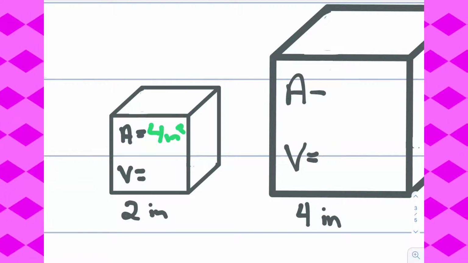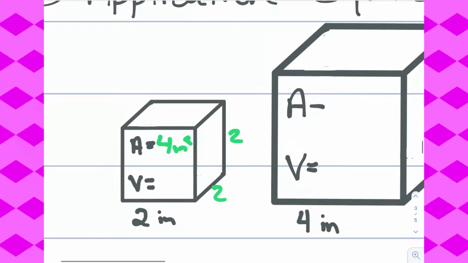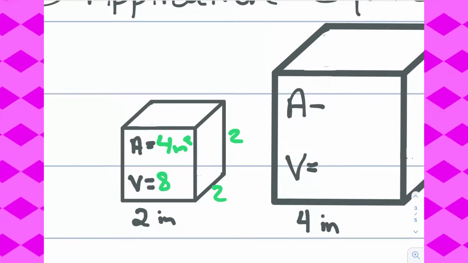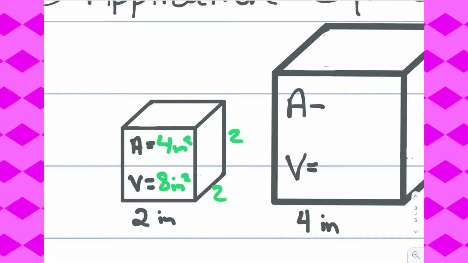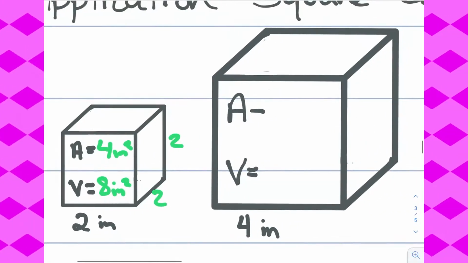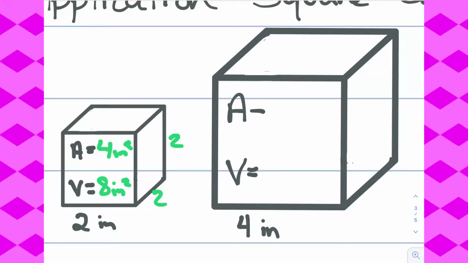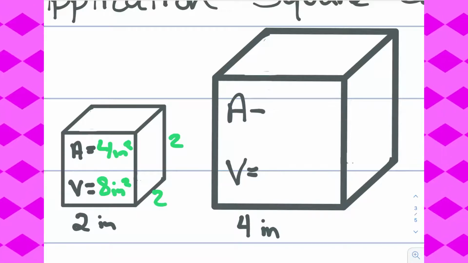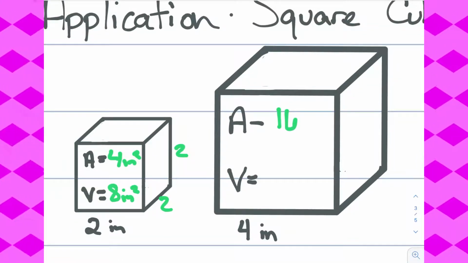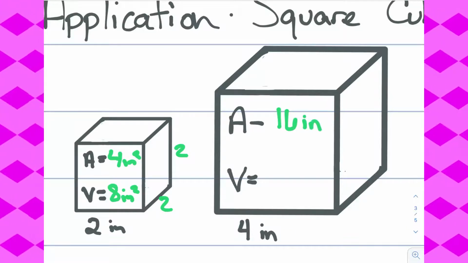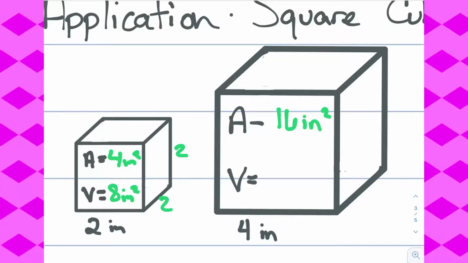So each face on the small cube has an area of 4 square inches, right? Because it's 2 by 2, and the cube itself has a volume of 8 inches cubed, 2 by 2 by 2. Let's check it with the 4 and see how it compares. So the area is a 4 by 4 on each face, so it's 16. So rather than being doubled, the area was actually multiplied by 4. Let's check what happens with the volume.